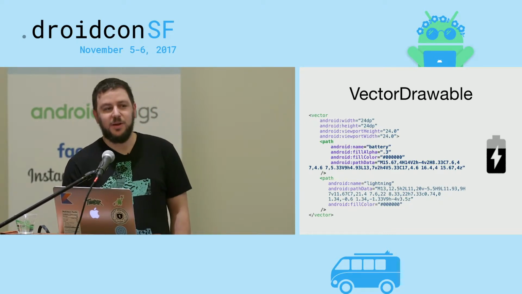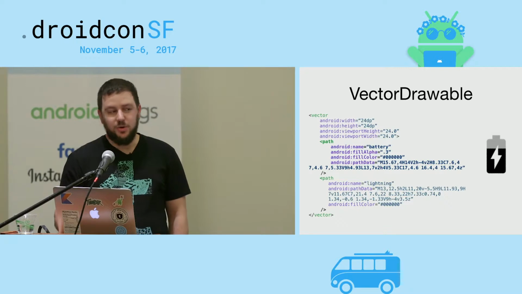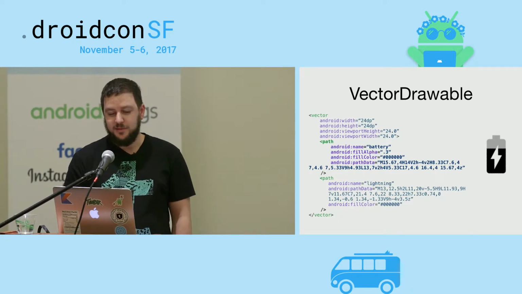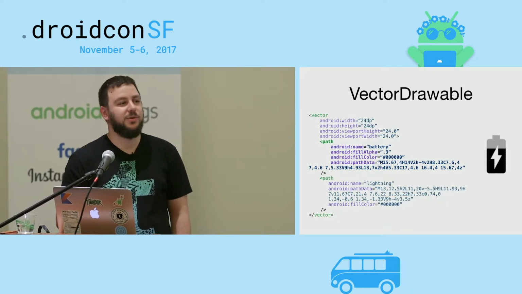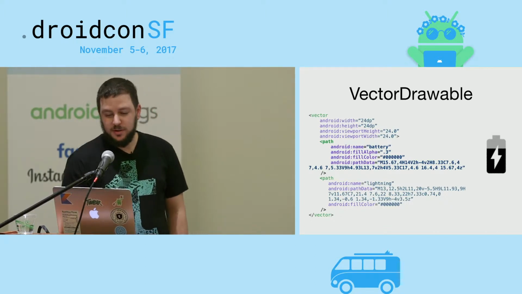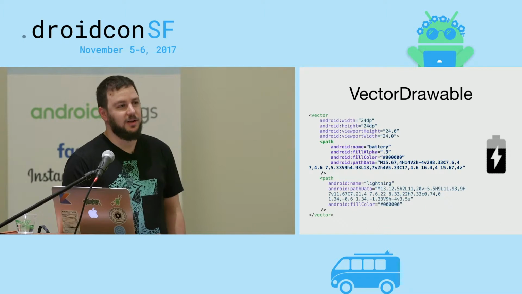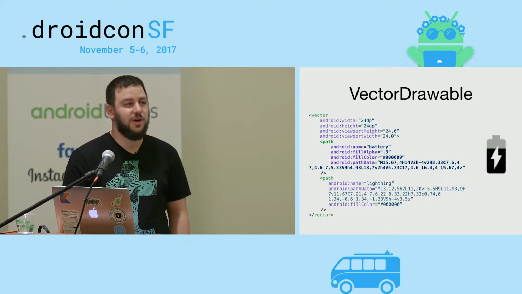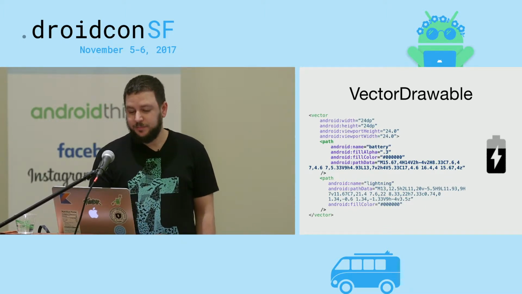And then one other thing I want to mention is that the order that you place the paths within the vector matters for the Z ordering when it gets drawn. So in this case, the little lightning icon appears on top of the battery and not behind it.